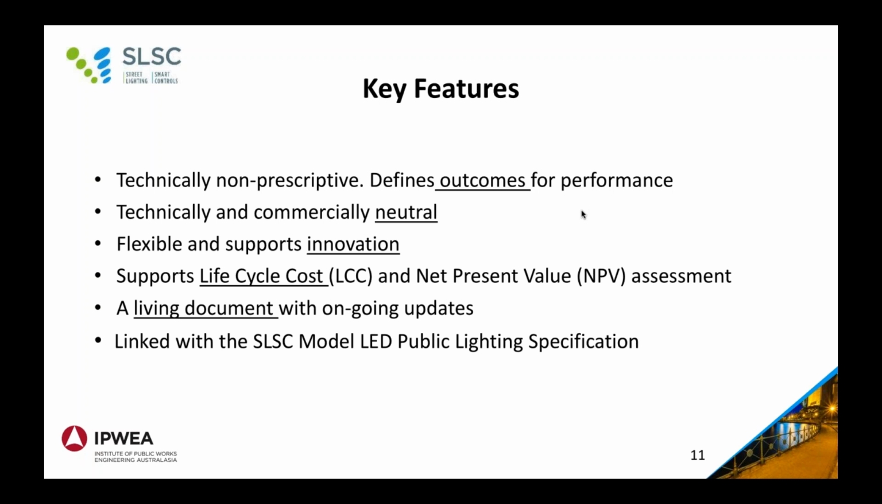And in terms of linking in with procurement processes, it supports life cycle cost analysis backed up by net present value financial analysis over the full total cost of life, the whole of life of the asset and the infrastructure. The model specification needs to be a living document and needs ongoing updates. As technology shifts, there will be a need to update as time goes on. And importantly, this is being developed in tandem with the model specification for LED lighting, and the two work hand in hand in terms of some of the features that they need to coincide on.